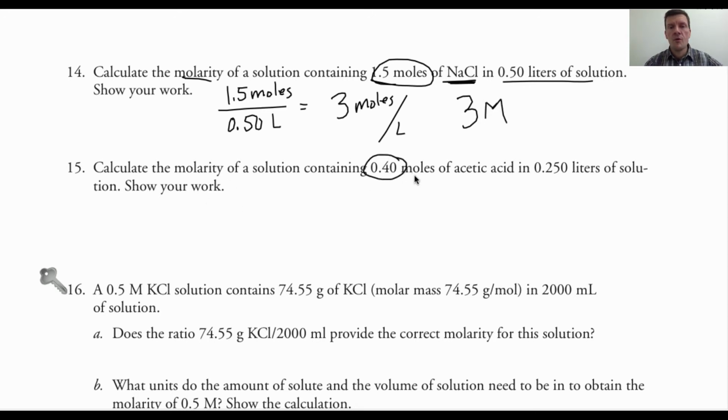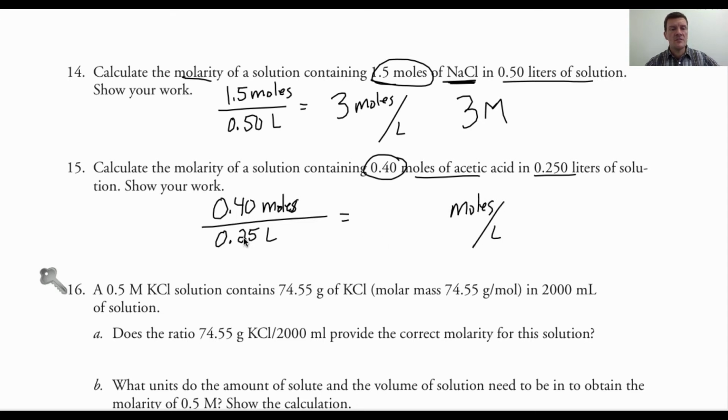If you've got 0.4 moles of acetic acid in a quarter of a liter, well, you're going to do the same thing. 0.40 moles, and you're dividing by a quarter of a liter. Moles per liter are always your units here. And 0.4 divided by 0.25 is going to be 1.6 moles per liter, or 1.6 molar. Okay?